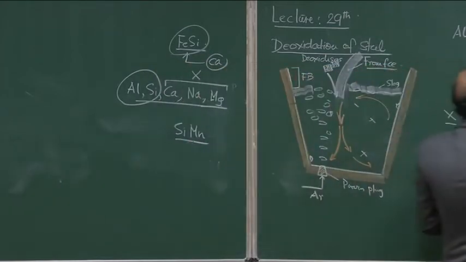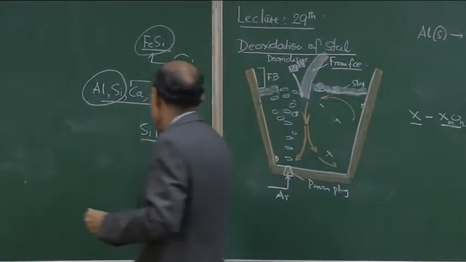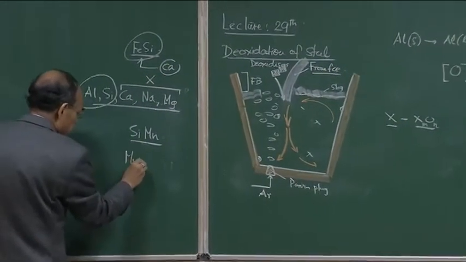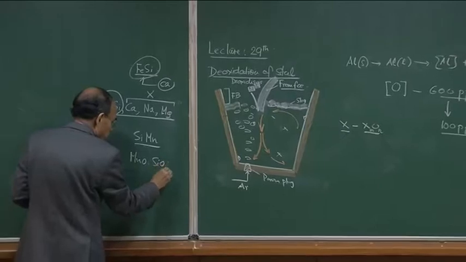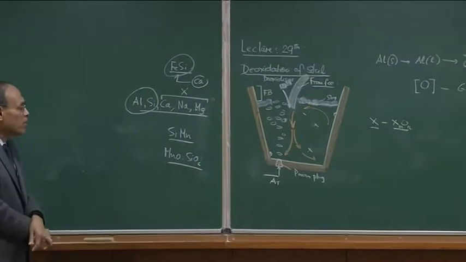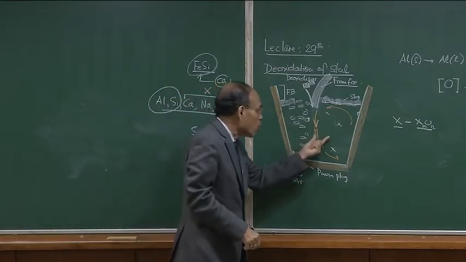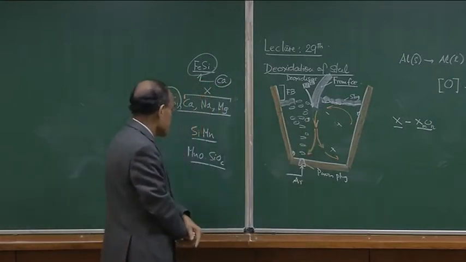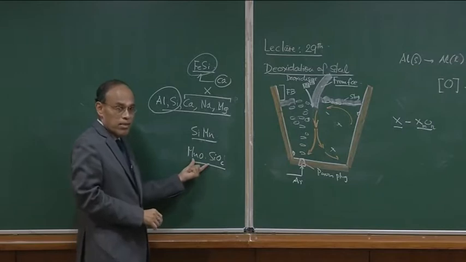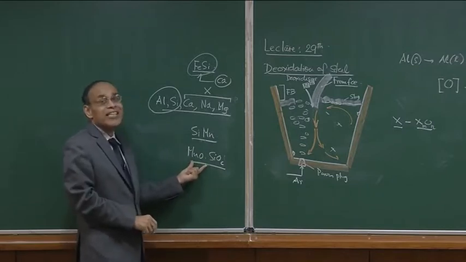So their characteristics are, whether it be Al2O3 or manganese silicate, we will have these products contaminating steel if they remain in steel. So the deoxidation products are essentially lighter than steel. Okay.